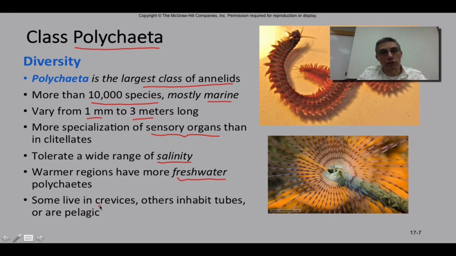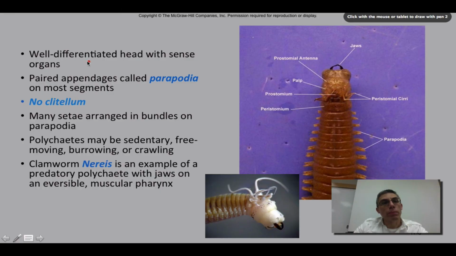Now, some of these are going to live in crevices, others are going to inhabit tubes, like the one you see over here on the right-hand side. This is a good example, again, of a tube worm. And some of them are considered pelagic, and what that means is that they're going to live in open water. Now, as I had said, the polychaetes have a very well differentiated head with pretty obvious sense organs. When we use the word differentiated, what we're talking about is that there are several different parts that make up this head region.